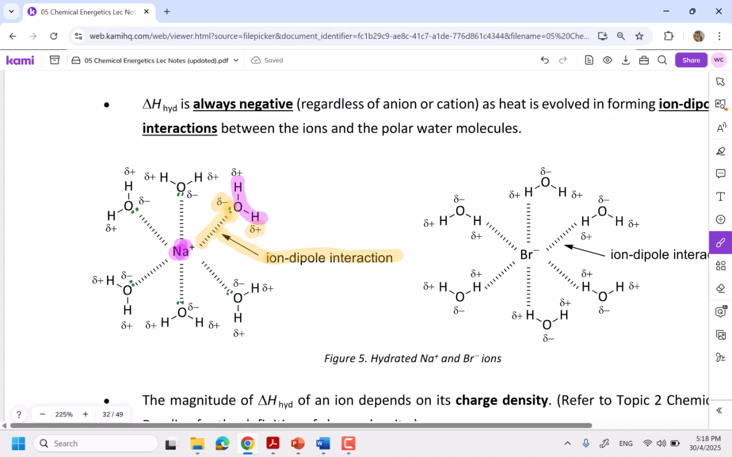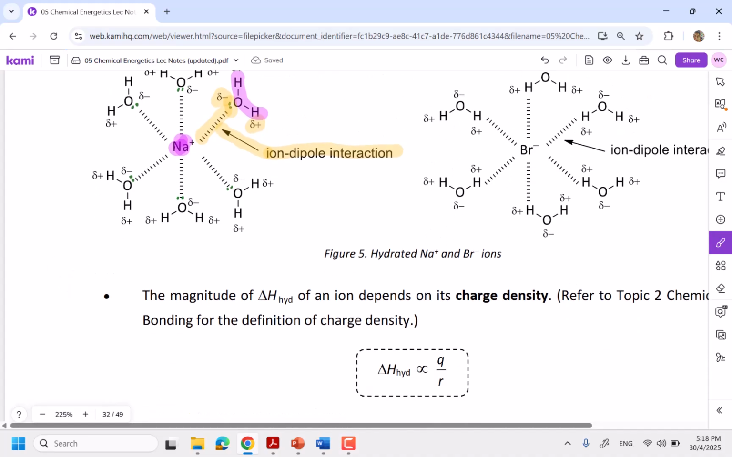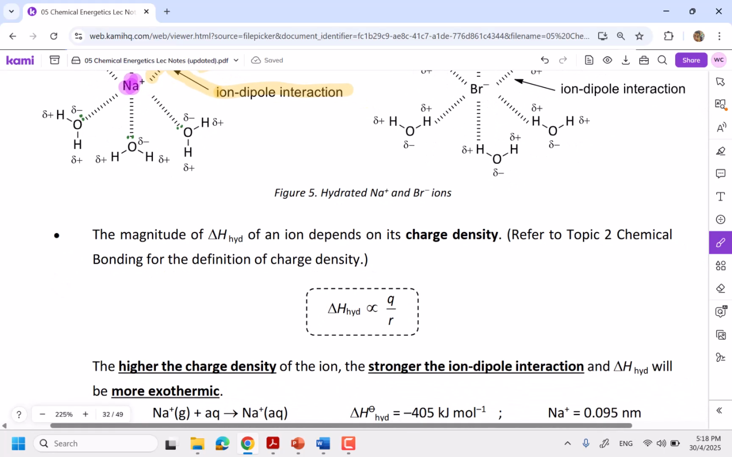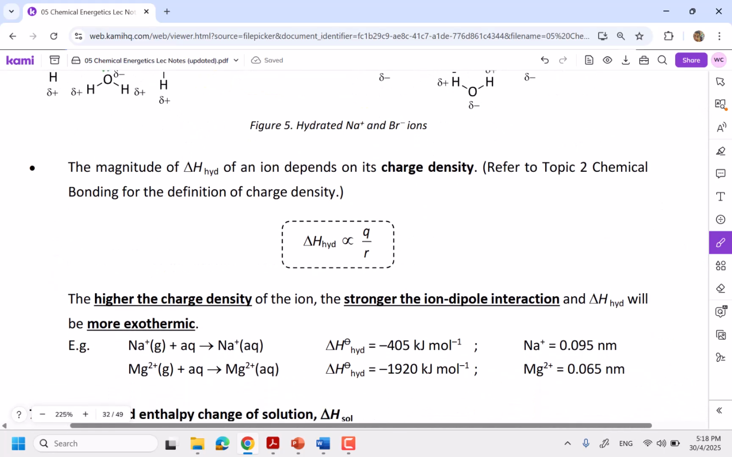But of course we are learning now. Go ahead and make all the mistakes you want, but during the actual assessment, just make sure that you remember some of these little details. The magnitude of the enthalpy change of hydration depends on the charge density. In chemical bonding we talked about it before. What exactly is charge density? It is directly proportional to the magnitude of the charge and inversely proportional to the ionic radius. This is an important relationship you need to be aware of.